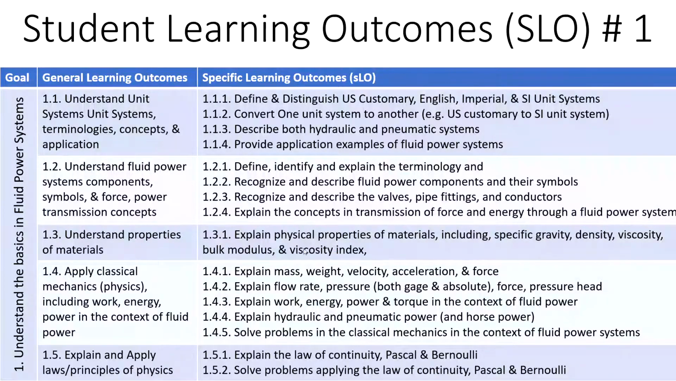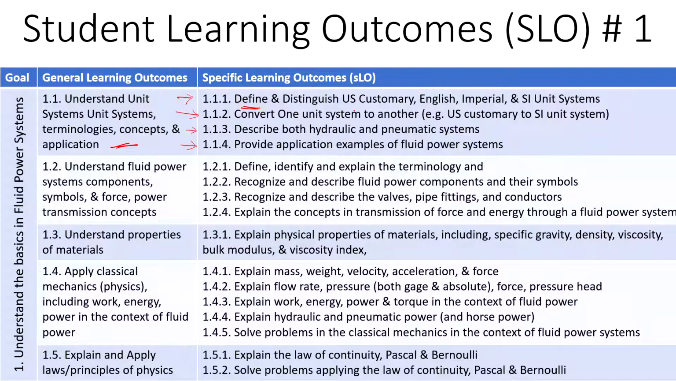Now look at this first goal statement: understand the fluid power system, which is very broad. And then under that I have 5 general learning outcomes, again broad: understand the unit system. And then under this broader unit system understanding, I have 4 specific measurable learning outcomes. They are developed using Bloom's action verbs.